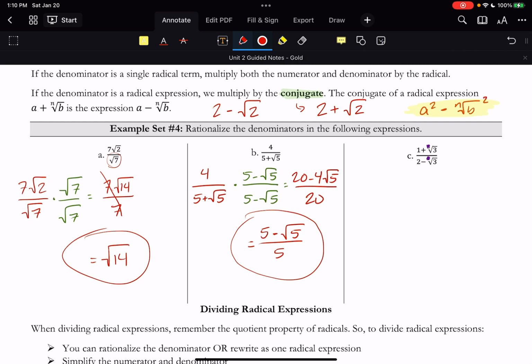All right, C, I have 1 plus the square root of 3 divided by 2 minus the square root of 3. In your notes, it has the cube root. Go ahead and cross that out because we're just going to be working with square roots. So again, I need to multiply by my conjugate. So I have 1 plus the square root of 3 over 2 minus the square root of 3. So I'm going to multiply by my conjugate in my denominator, which is 2 plus the square root of 3.